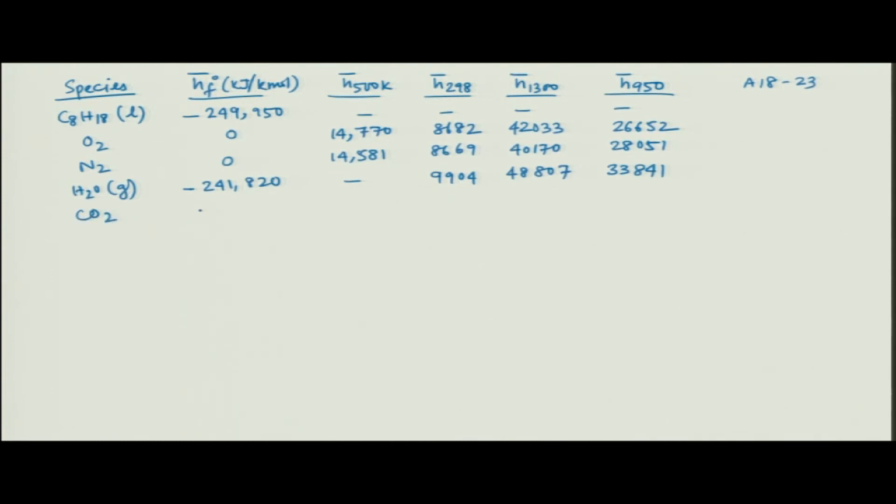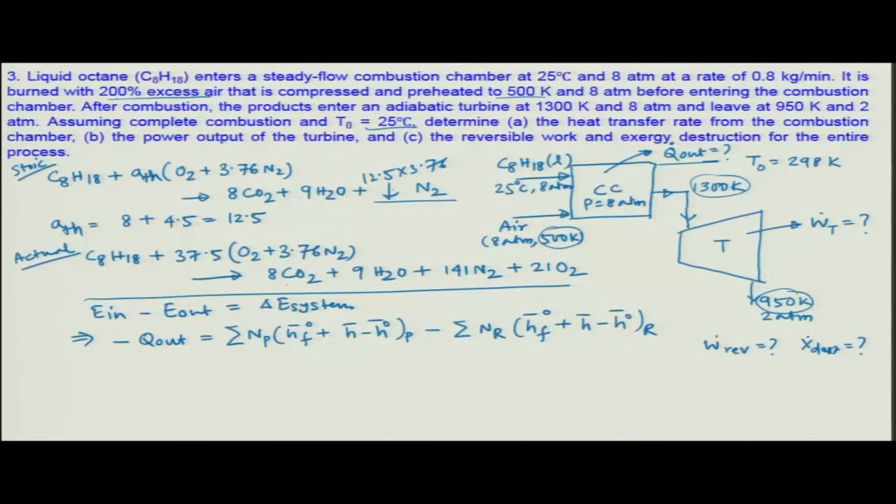Next is CO2. Enthalpy of formation is this much. CO2 also exists at high temperature, that is 950 and 1300 Kelvin. So, you do not need it here. So, this is 9364, and this is 59,552, and this value is 40,070. So, these are the values of enthalpies of different species. Now, we have to just plug in the numbers here. We are now balancing the energy across the combustion chamber, and we know the reactant species. Reactant species are O2 and N2 and the octane, and the products are CO2, H2O, N2 and O2.